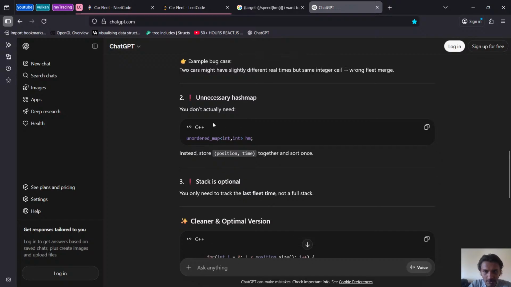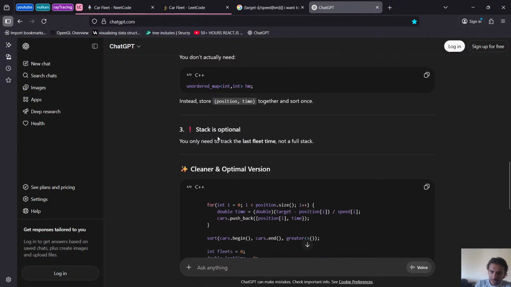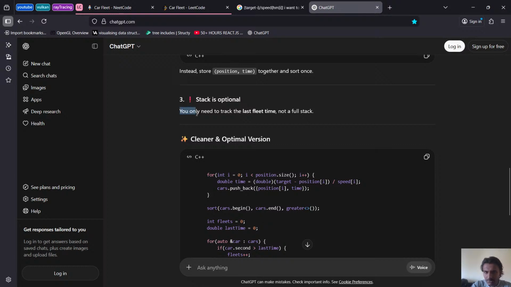Unnecessary hash map. You do not actually need this. Instead, you need to store position and time together and sort once. Stack is optional. I also thought of this one, but I told you that we can sort the position and get that. First get the time. After getting the time, we can sort the position and time together. So you only need to track the fleet time, not the full stack.